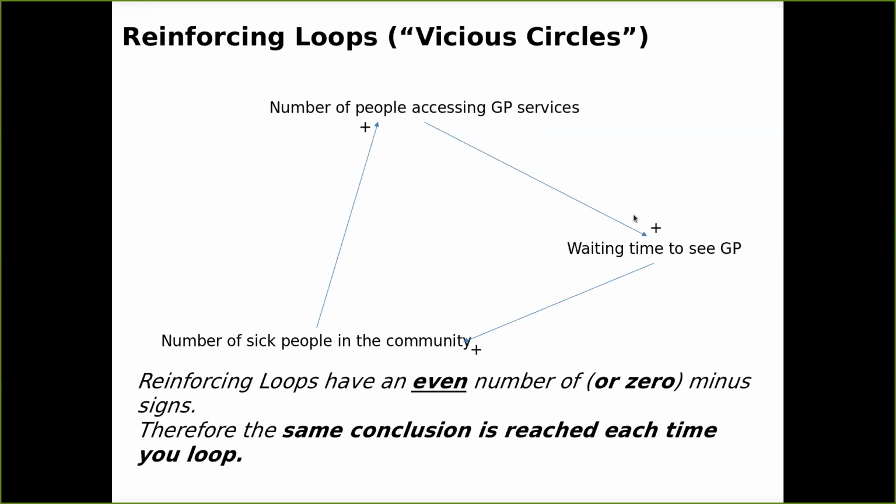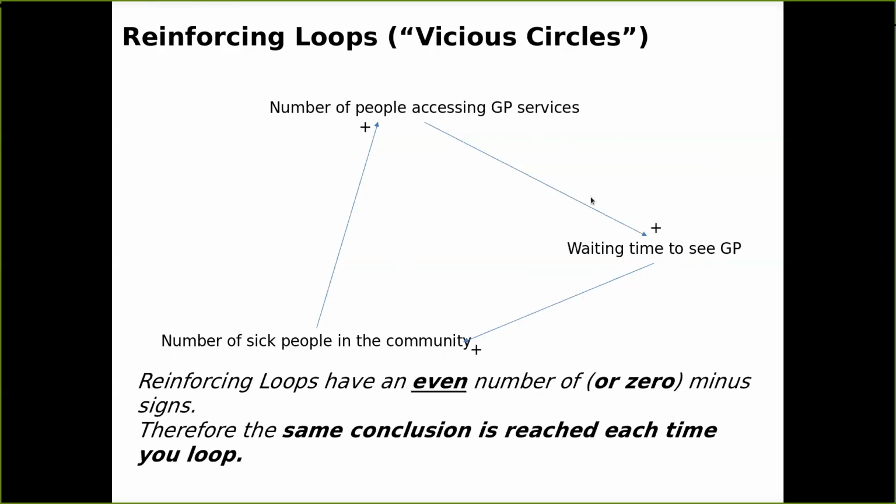And if we look at the polarity of each of these influences, then we can see that as the number of people accessing GP services increases, then we would expect the waiting time to see a GP to increase. They both go in the same direction. That's a positive polarity. As the waiting time to see a GP increases, the number of sick people in the community will increase. So they both go in the same direction. Again, a positive polarity. And as the number of sick people in the community increases, then the number of people accessing GP services increases. So again, a positive polarity. So they're all going in the same direction. And that causes a reinforcing loop.